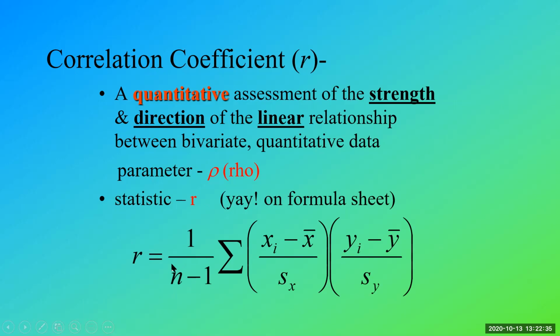1 divided by n, the sample size, minus 1. This big sigma means sum everything up. So we're going to take the X data point minus the mean, divided by the standard deviation of the X's. We're going to take the Y coordinate point minus the average of all the Y's, divided by the standard deviation of all the Y's. Because we have bivariate data, 2 columns, you have a standard deviation for X and a standard deviation for Y, but the calculator is going to do the work for us. Just be aware and be able to find it on your formula sheet.